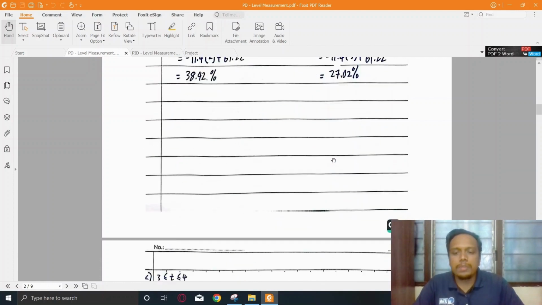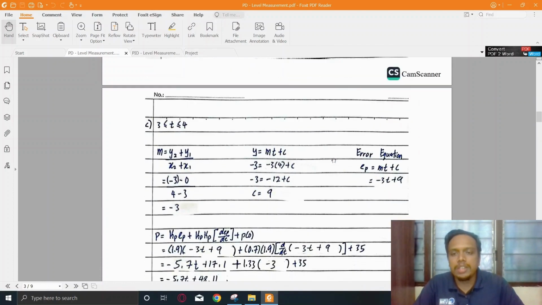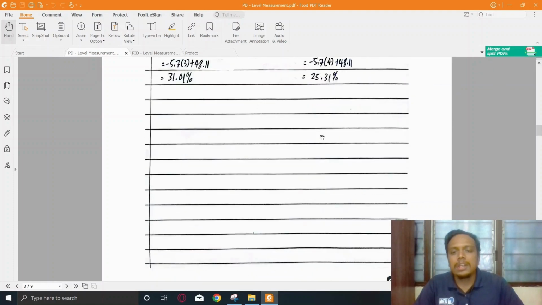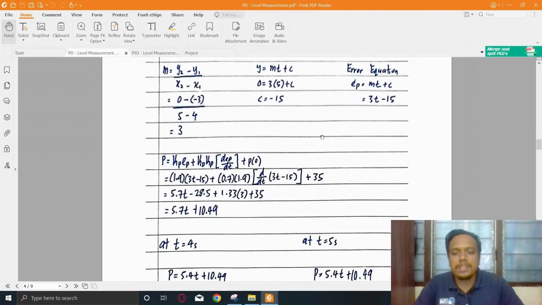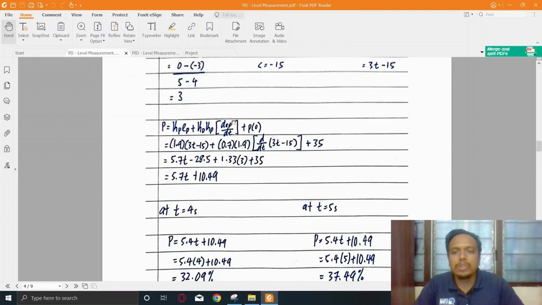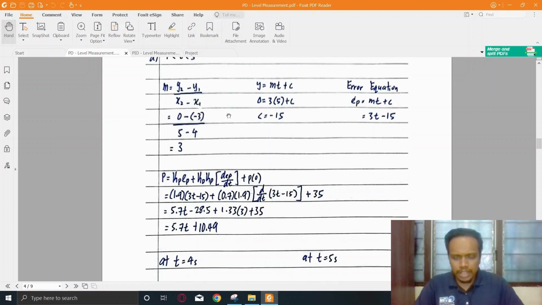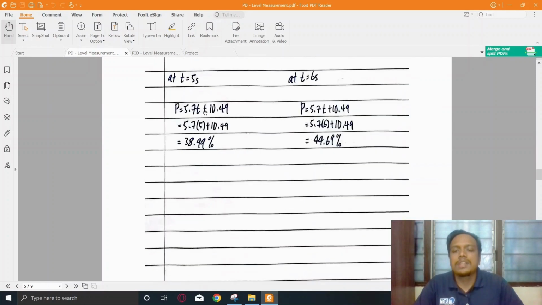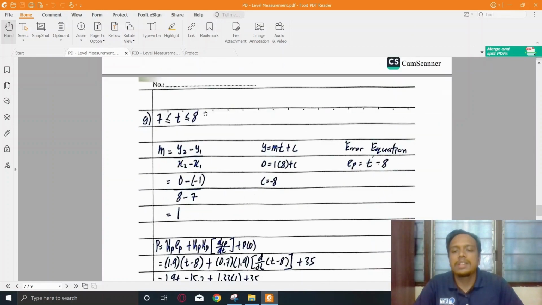Well, you just have to repeat the entire process, just increasing the range. Now for 3 and 4 seconds, you can see that we found 31.01% for 3 seconds and 25.31% for 4 seconds. You just repeat the entire process again and again until you go to 8: 4, 5, then 5, 6, 6, 7, 7, 8.